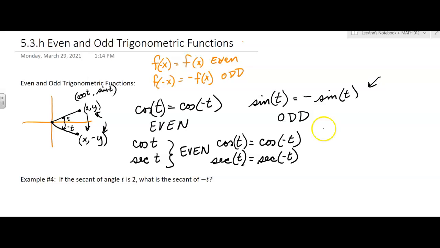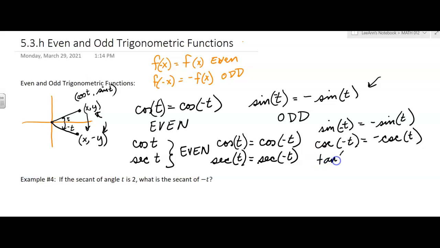So sine t equals the opposite of sine negative t. That's what I got written wrong. Sine negative t equals the opposite of sine t. And its reciprocal, cosecant of negative t, is equal to the opposite of cosecant t. And then tangent of negative t equals the opposite of tangent t. And cotangent of negative t equals the opposite of cotangent t.